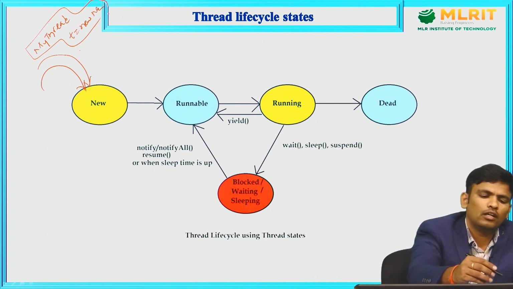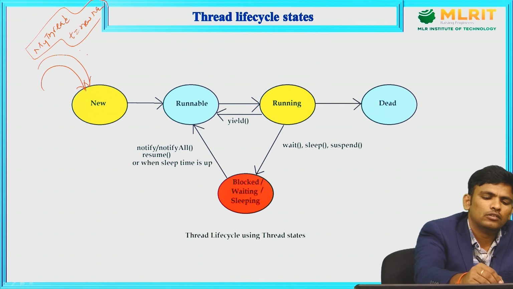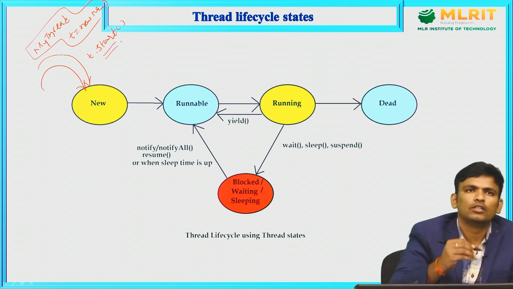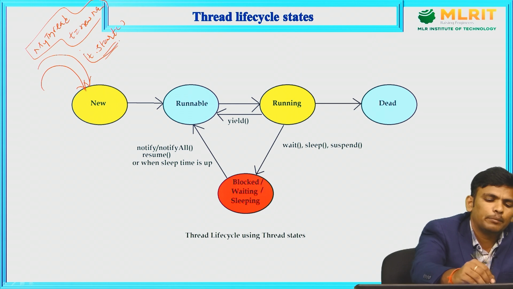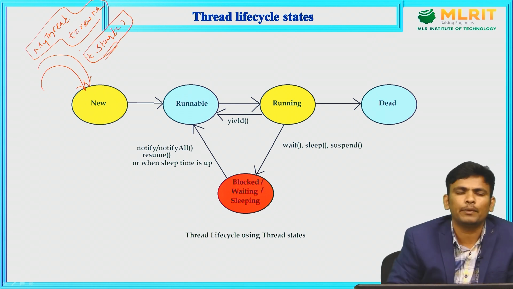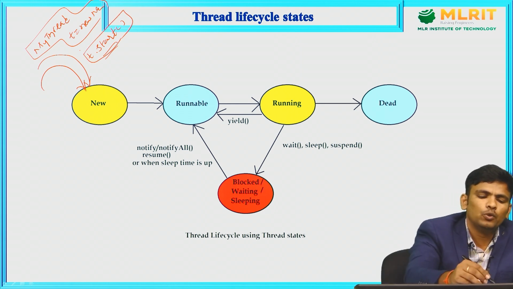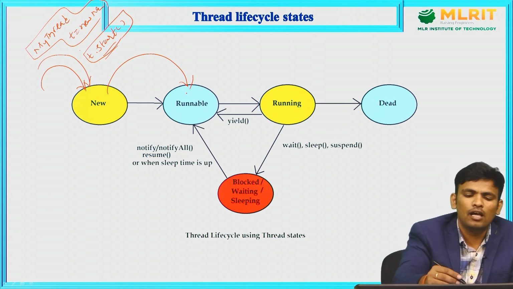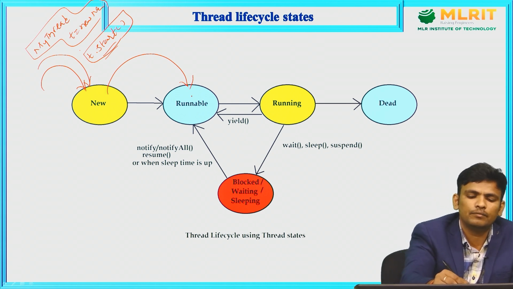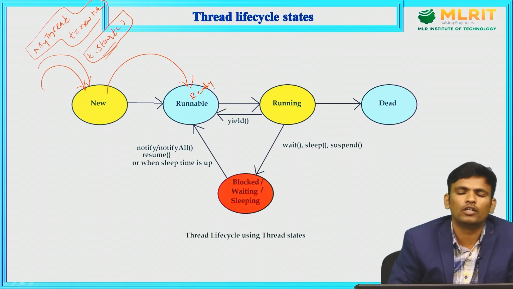Now when does a thread enter the runnable state? After creating the object, to start your thread, compulsorily we need to call the start method. So here I created the object and I am calling the start method. If you call the start method, your newly created thread will enter into the runnable state. Runnable means it is ready to execute. In other terminology we can call it the ready state.